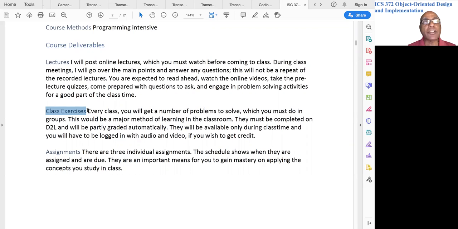So I expect you to work together in solving the problems and entering your answers into a quiz on D2L, and it may be partially or fully graded automatically. It depends on the questions, it depends on the particular class exercise. These class exercises are only available during class time, and you have to be logged in with audio and video if you wish to get credit. So if you don't come to class, or if you don't use your audio and video, you are not going to get credit for it. So please make sure that you follow these principles.